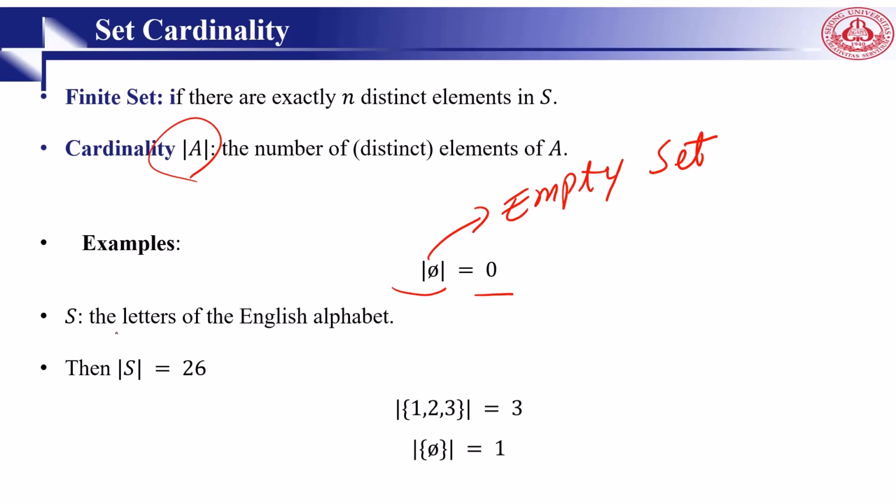If S is the set of letters of the English alphabet, the cardinality of S is 26 because there are 26 letters in the English alphabet. The cardinality of the set {1, 2, 3} is 3. The cardinality of this one is 1. The cardinality of this one is 0. But here we have a set inside this one. This is 1. Then this is 0.